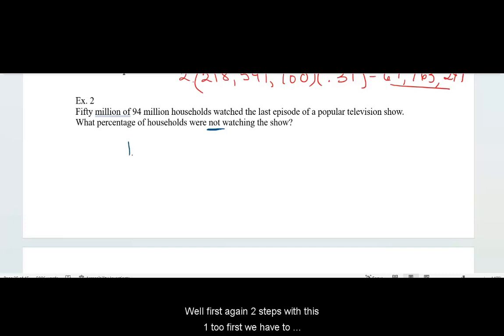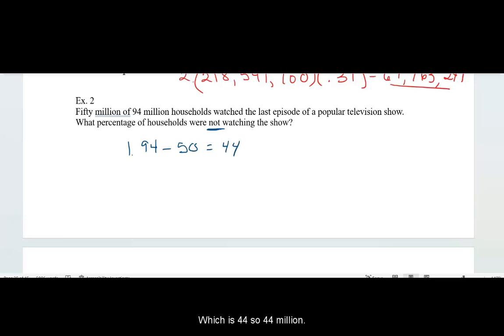Well, first, again, 2 steps with this one too. First, we have to figure out, okay, well then, how many did not watch the last episode? It says that 50 million of 94 million watched it. So how many did not watch it? Well, it would be 94 minus 50, which is 44. So 44 million, I'll just put did not watch.